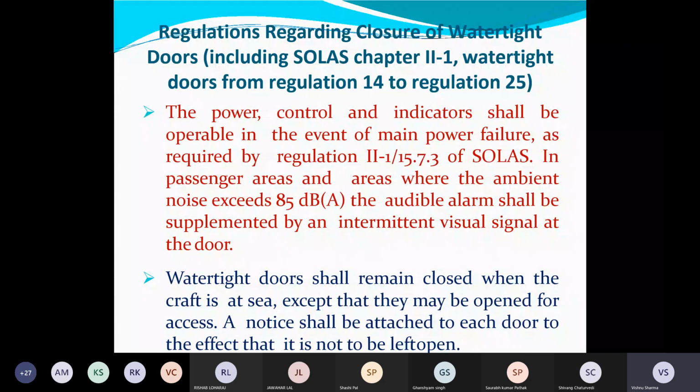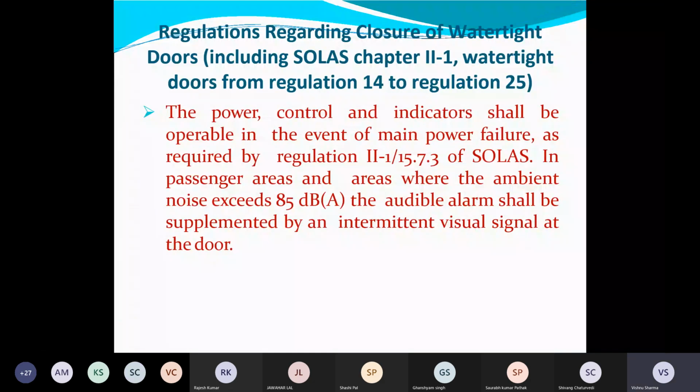Watertight doors shall remain closed when the craft is at sea, except that they may be opened for access. A notice shall be attached to each door to that effect, that it is not to be left open.